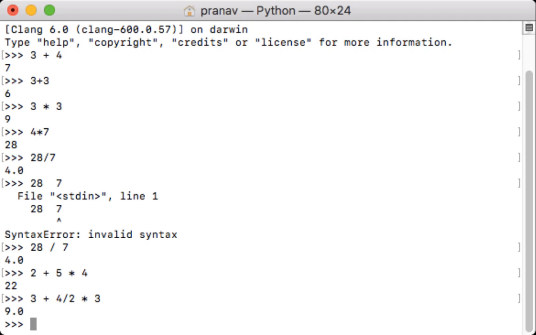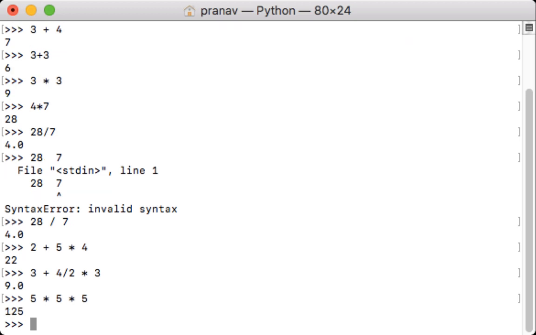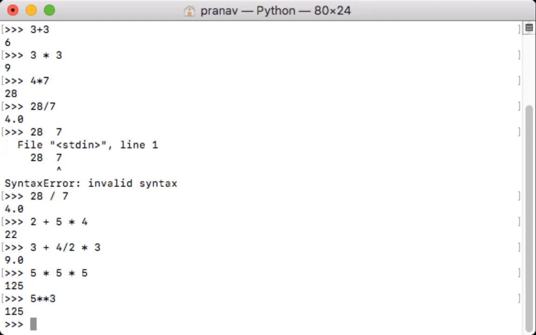Okay, so next I want to teach you guys about the double asterisk. Suppose we were to do something like 5 times 5 times 5. It's a long and tedious process to keep typing 5, asterisk 5, asterisk 5. So instead of this, there's another function we have, the double asterisk. If you do 5, double asterisk 3, all this tells us is that we want to do 5 times 5 times 5, with three 5s, and you see we get 125. So it's basically 5 raised to the power of 3. That's what the double asterisk means.